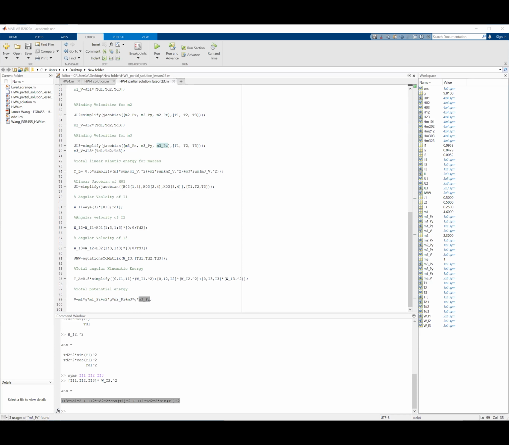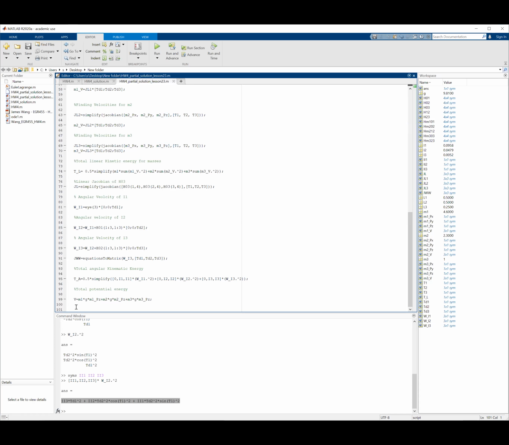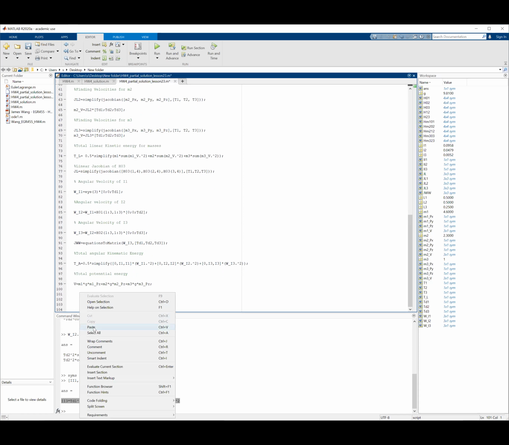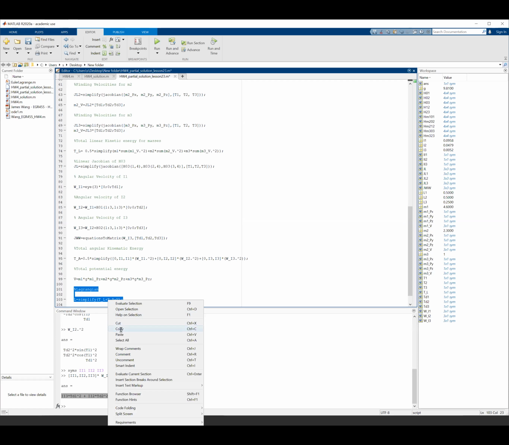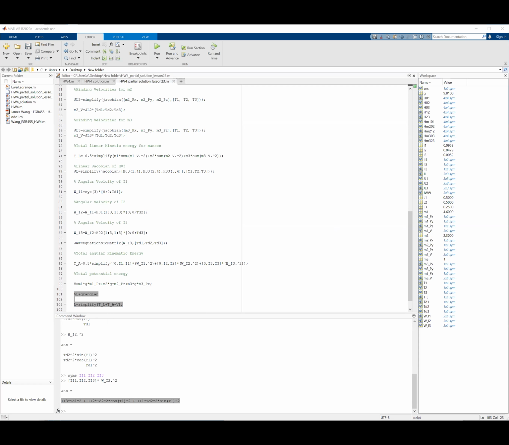Once we have that, we are ready to form the Lagrangian. Please note, we have two kinetic energies and one potential energy. So I'm going to state my Lagrangian is kinetic energy of translation plus kinetic energy of angular velocity, and then minus the potential energy. So when I do the Lagrangian, I have this.